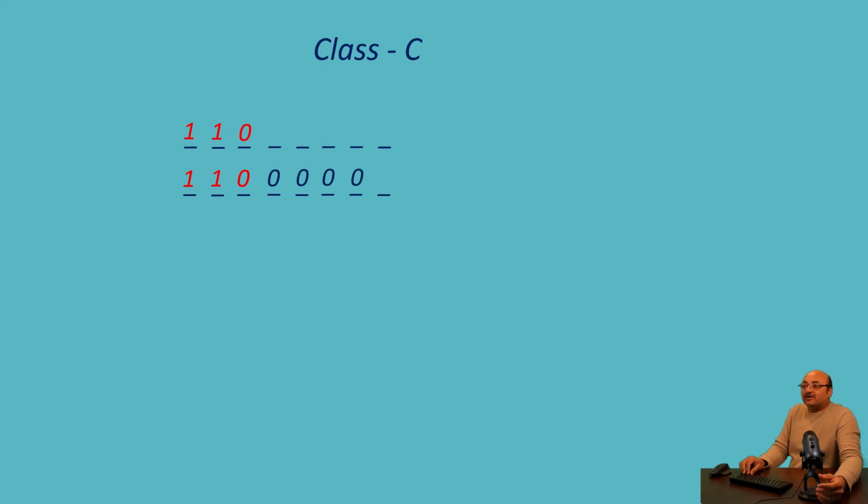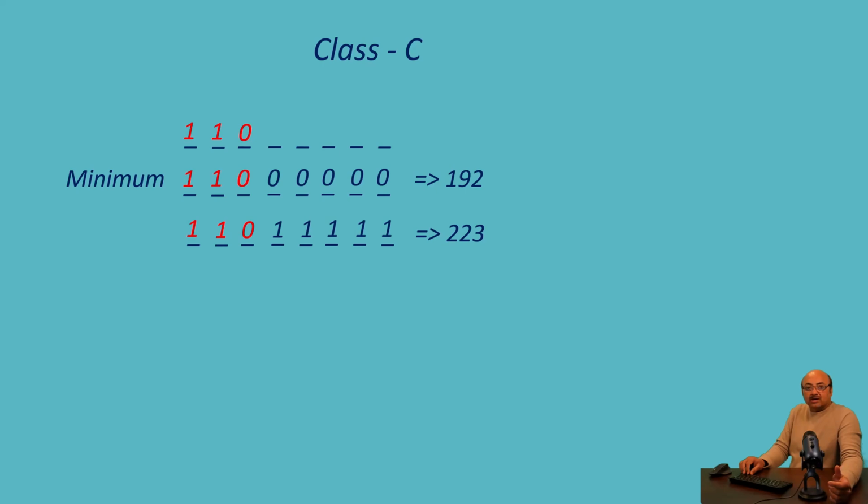By setting all the 5 bits to zeros, the decimal equivalent is 192. This is the minimum value for class C. And then if I set all the remaining 5 bits to ones, I get a decimal value of 223. That becomes my maximum value for class C. Hence, the range for class C has been derived to be 192 to 223.